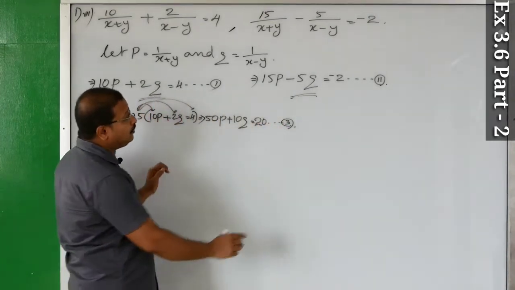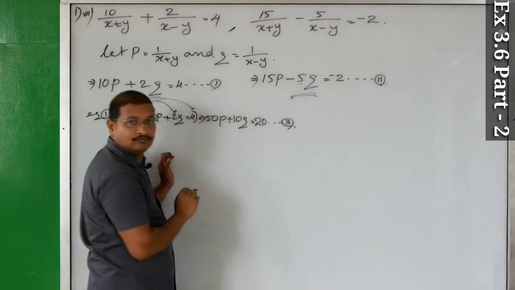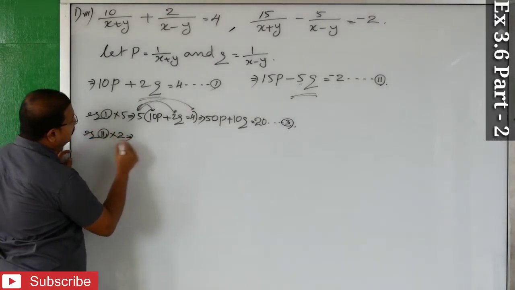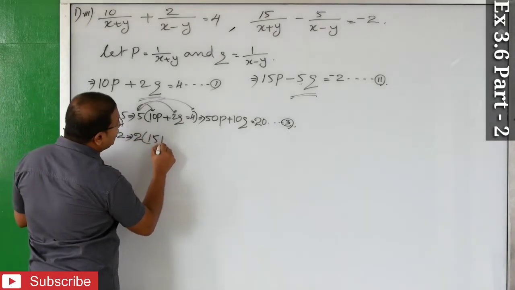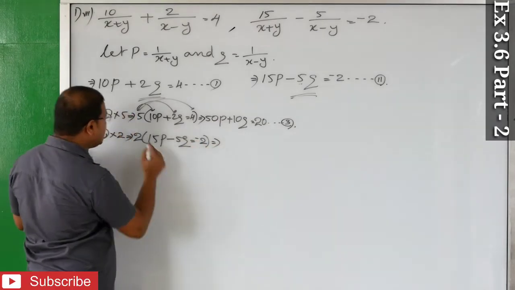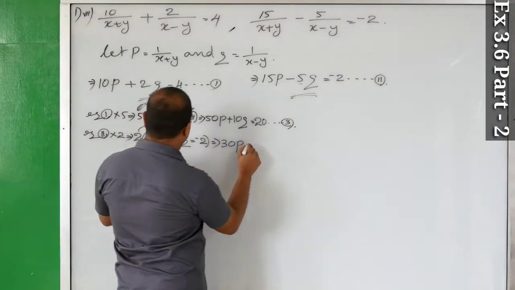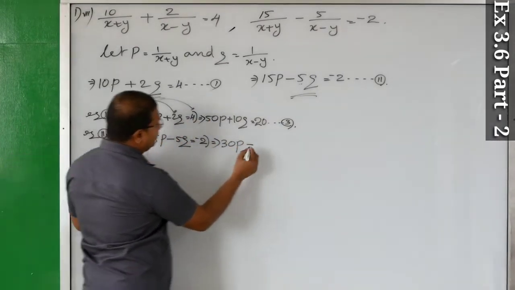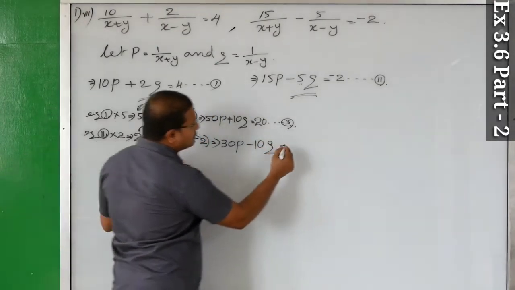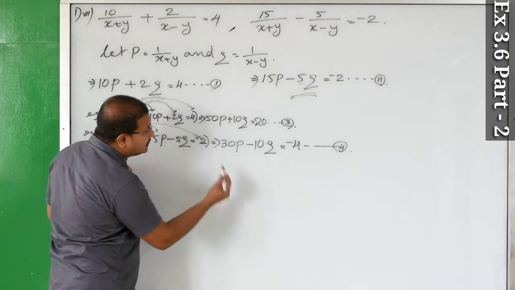The second equation, you want to make it 10, so what will you do? Multiplying throughout by 2. That means equation 2 into 2 implies 2 into (15p minus 5q equals minus 2) implies: now 15 2s are 30p plus, into minus, 2 5s are 10q equals, now 2 into minus 2, that is minus 4. This is equation number 4. Ready?